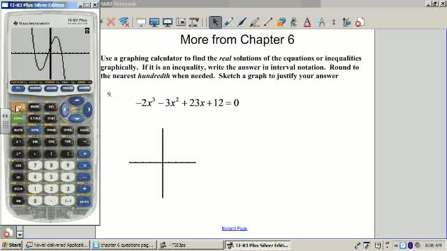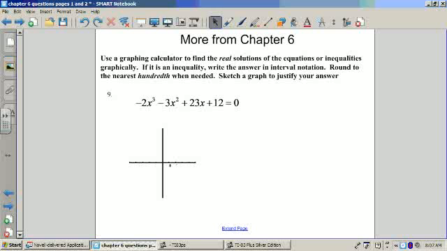I'm going to look for the far left 0 first by going to second trace, which is calculate. Number 2 is the 0. It says left bound. I'm going to go to the left of that left 0 and hit enter. Then it says right bound. I'm going to hit enter. Giving it a guess. Oh, look, this 0 is at negative 4. I'm going to make my scale be 1, 2, 3, 4 on my graph. And so I have a 0 at negative 4.